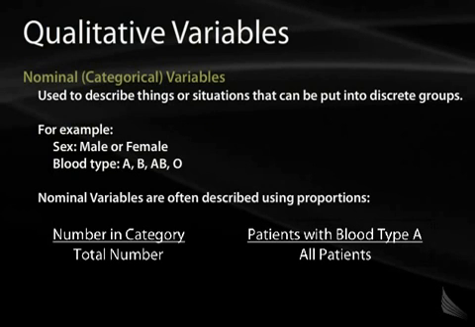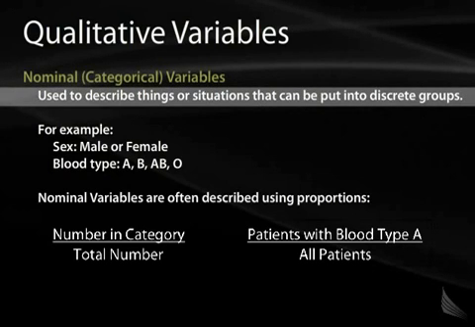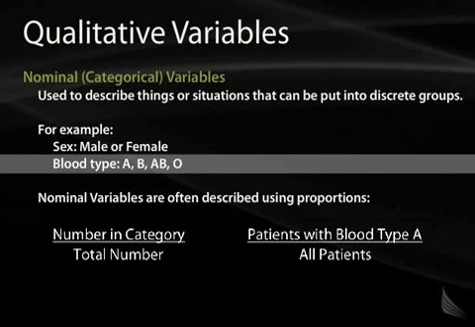Qualitative variables, as mentioned before, can be categorical or ordinal. Categorical variables are often referred to as nominal variables. Nominal variables are used to describe things or situations that can be put into discrete groups. So for example, sex can be described as male or female. Blood types can be A, B, AB, or O.